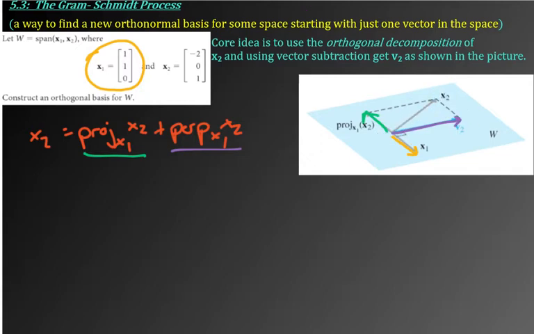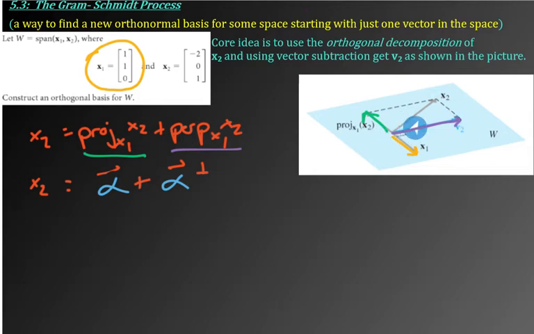Typically you'll see these called W plus W perp. But maybe we shouldn't use W because W is here, so let's use alpha and alpha perp. There's some subspace, like this line, alpha, and then a perpendicular subspace, alpha perp. A vector like x2 can always be described as alpha plus alpha perp, okay?